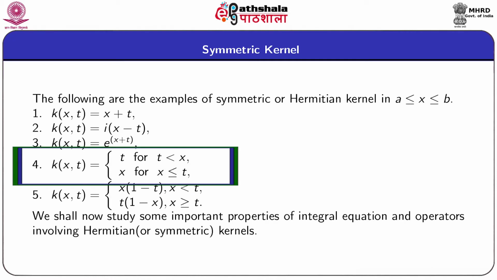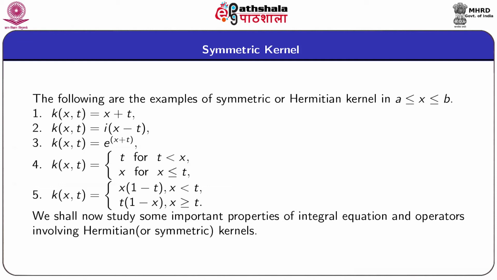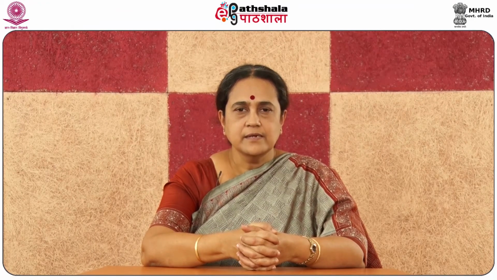In the fourth example, k(x,t) is equal to t when t is less than x, and x for x less than or equal to t. Here also we can verify that k(x,t) equal to k bar (t,x). Similarly, in the last example, k(x,t) equal to x times (1 minus t) for x less than t, and t times (1 minus x) for x greater than or equal to t. Here also we can verify that k(x,t) is equal to k bar (t,x). So we have learned what is called a symmetric or Hermitian kernel, and we have given some examples. Now we shall study some properties of symmetric kernel which will be given in the form of 4 theorems.